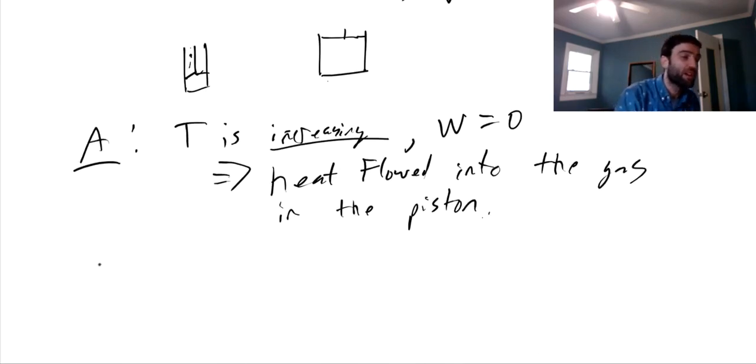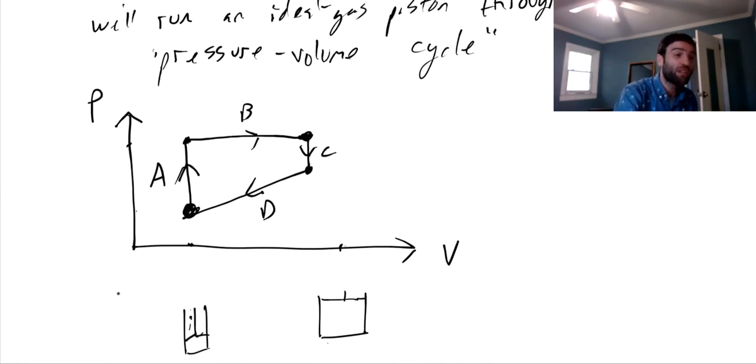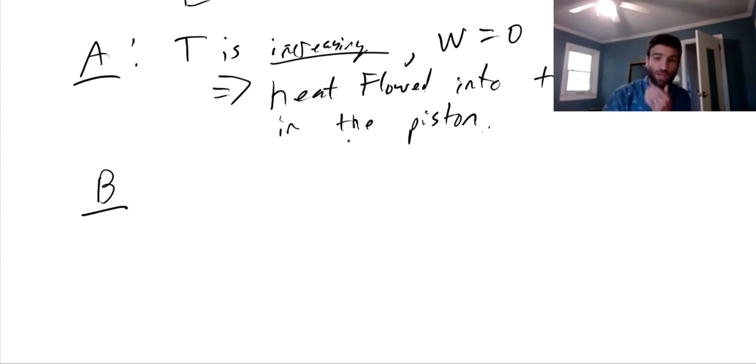Okay, leg B. In leg B, we are keeping the pressure the same and we're letting the volume increase, right? So again, from the ideal gas law, the pressure is staying the same, the volume is increasing, and that means the temperature must still be increasing. So T is increasing.